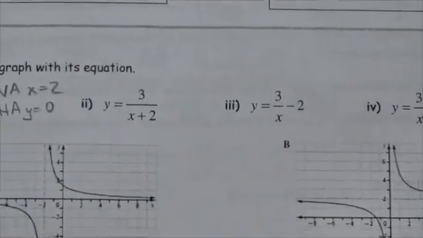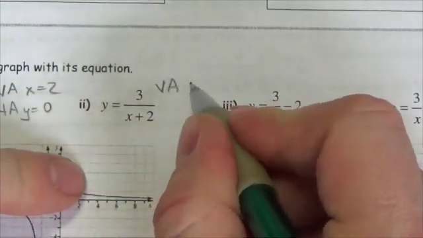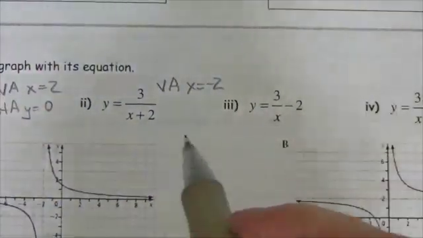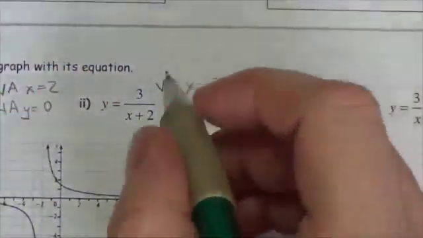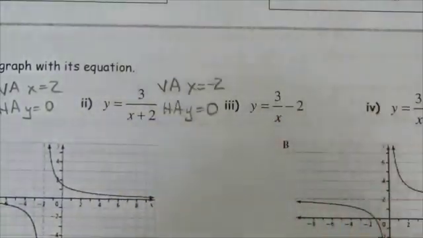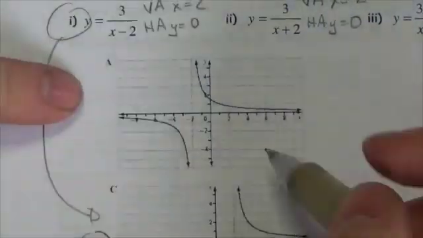Now let's take a look at the second equation that we've got here. In this case, this thing is going to be undefined when x equals negative 2. So that's my vertical asymptote, negative 2. Again, the degree of the numerator is 1 less than the degree of the denominator, so our horizontal asymptote is going to be 0. So we're looking for those two qualities right there.